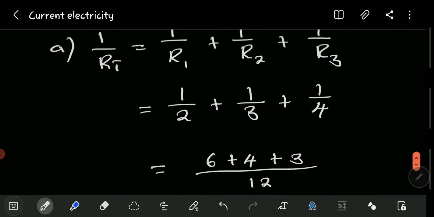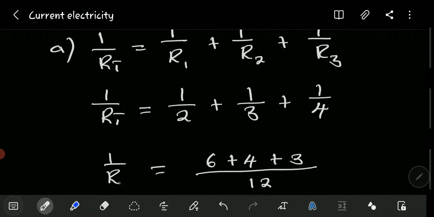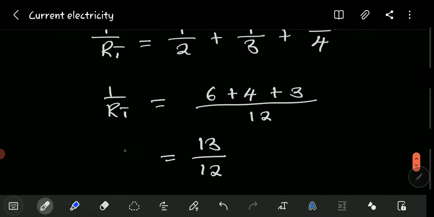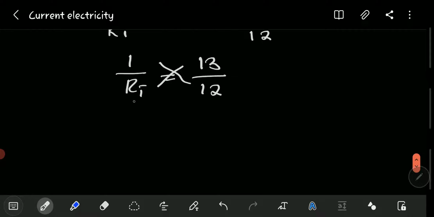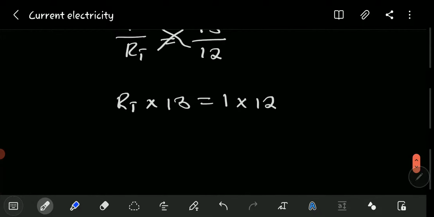Now, remember that this is 1 over R total. So even here it's 1 over R total. Here we are looking for R total, we are not looking for 1 over R total. So we are going to cross multiply. R total times 13 is equal to 1 times 12. So this will be 13 R total is equal to 12.